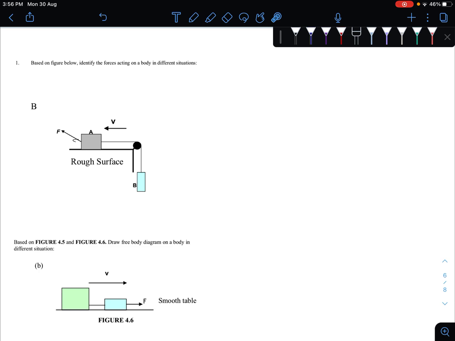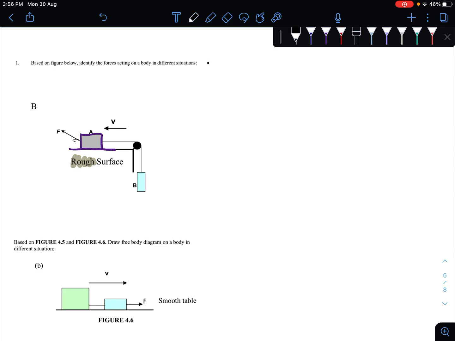So what we have here is, we have a block A. Let us look at block A first. So this block A is on a surface, and the surface is a rough surface.